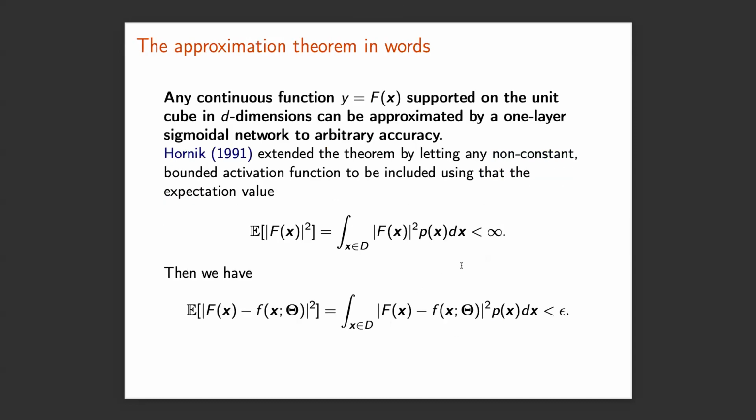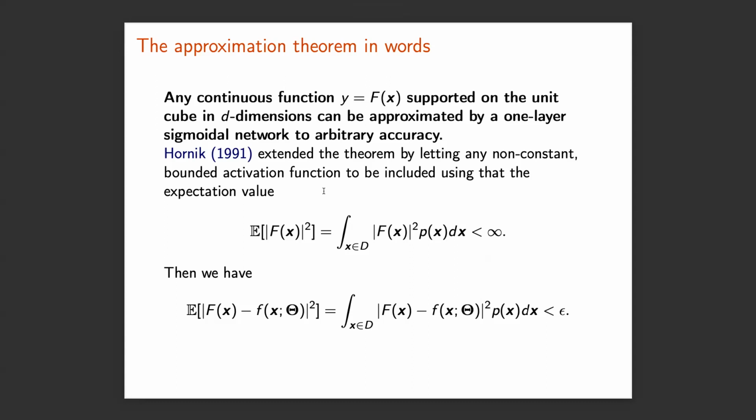So this was actually modified by Hornik. What we're saying is that any continuous function supported on the unit cube in d dimensions, if you scale the results to be on the unit cube, can be approximated by a one-layer sigmoidal network to arbitrary accuracy.